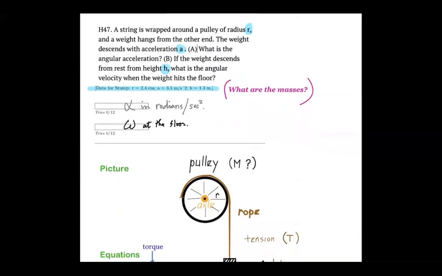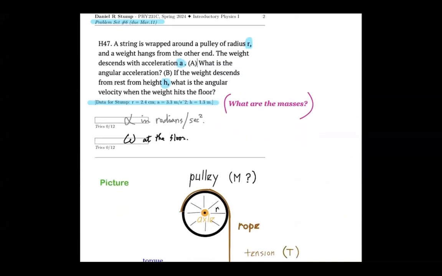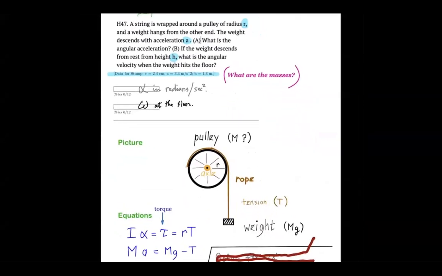Here's another problem from the assignment. This is the assignment, which is due Monday. A string is wrapped around a pulley, and a weight hangs from the other end of the string. So let's start drawing our picture. Well, we have a pulley, so it's a disc. We have a rope around the pulley and attached to a weight.